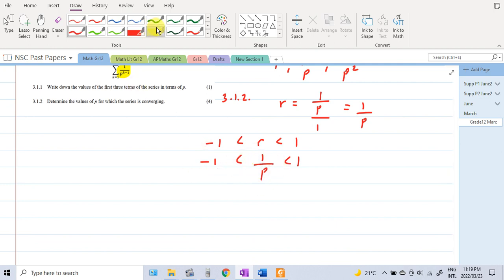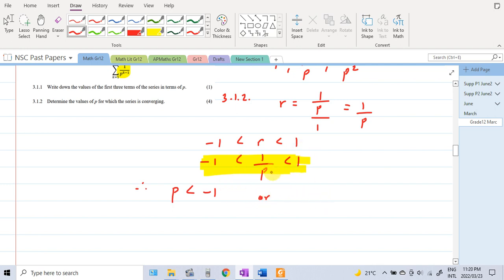It's an interesting inequality. So 1 over p needs to be between minus 1 and 1. Remember, the result of 1 over p needs to be between minus 1 and 1. Therefore, if we say p is less than minus 1, for example, just take minus 2, 1 over minus 2 is between minus 1 and 1. Make sure that the inequality is also true.